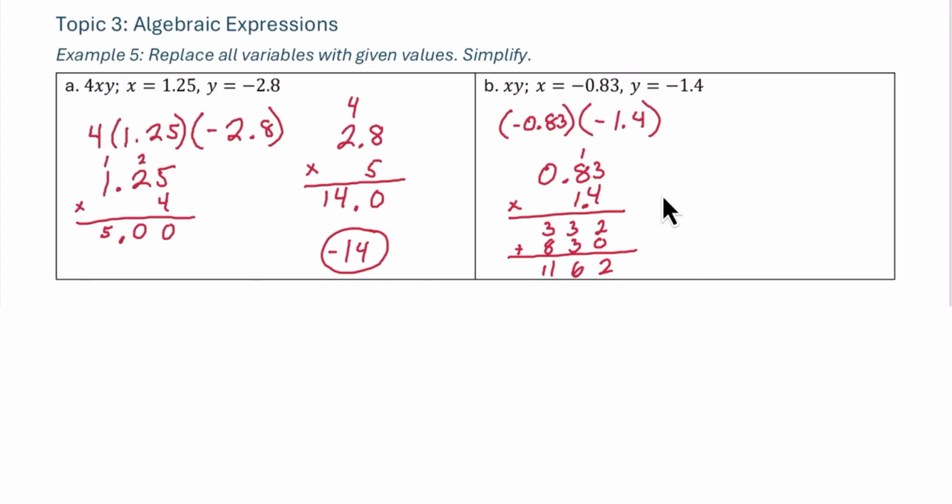Count the number of decimal places in the factors. We have 1, 2, 3 total decimal places in the factors, which means we need 3 decimal places in the product. That is 1 and 162 thousandths. And again, negative times a negative is a positive. So that final result is 1 and 162 thousandths.